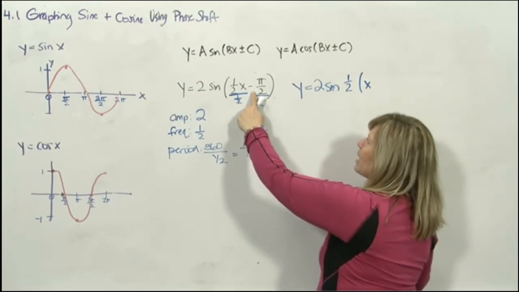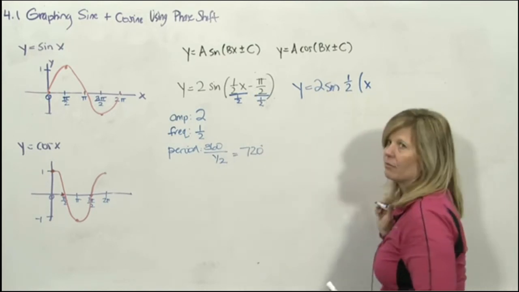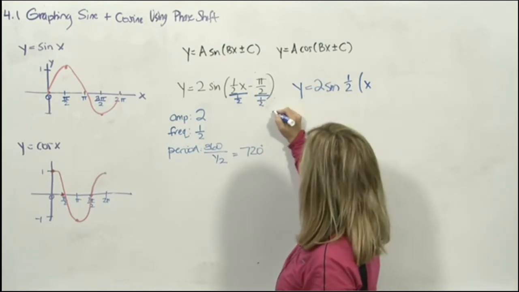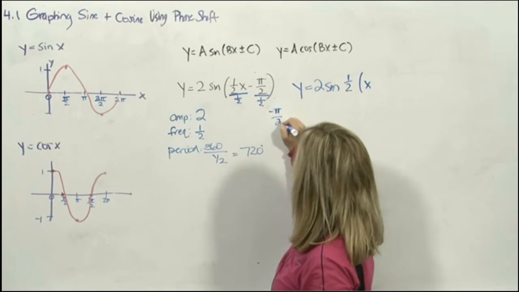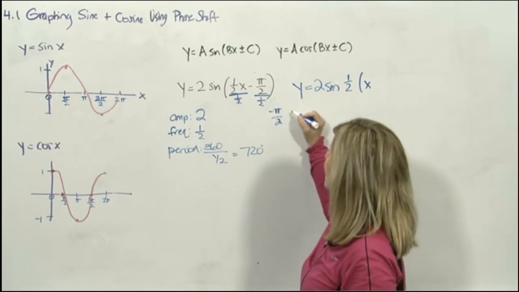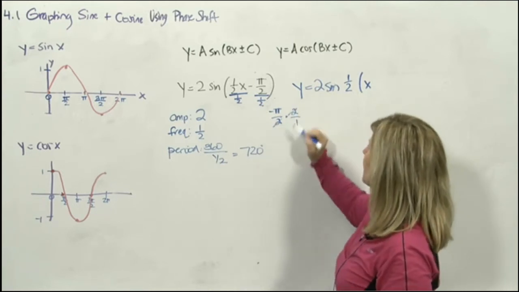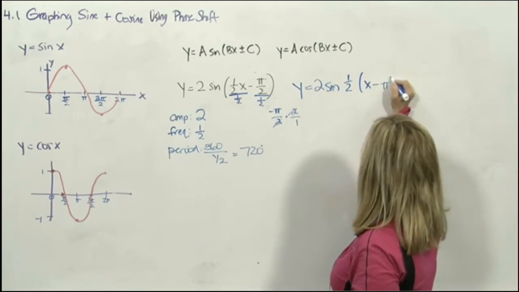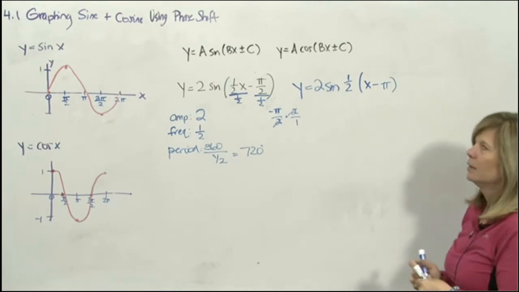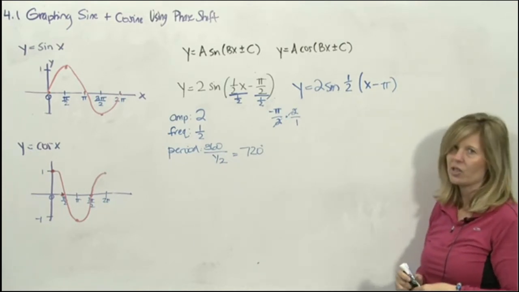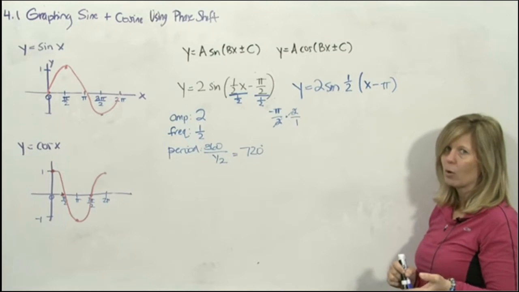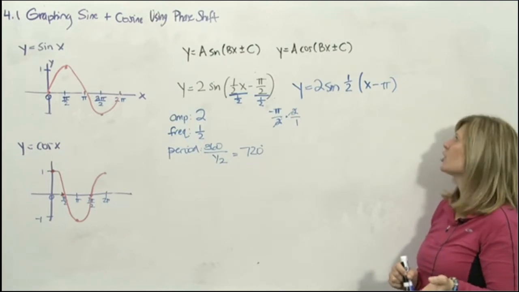And what is negative pi over 2 divided by 1/2? Well, dividing fractions, easy as pie. Flip the second and multiply. Dividing by a half is multiplying by 2 over 1. The 2's would cancel, and that would leave you with negative pi. I did not change the equation. I just rewrote it so I could tell the phase shift.